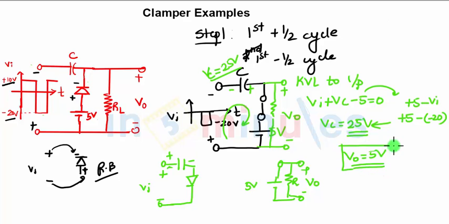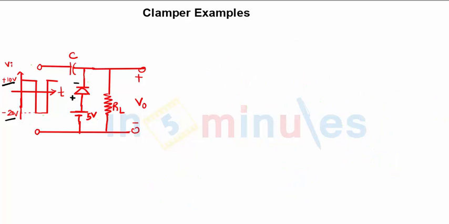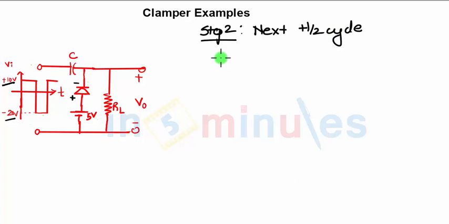That is when the diode is forward biased and your capacitor is charging to 25 volts in the first negative half cycle. Now moving to the next half cycle, that is the positive half cycle. Now step 2, that is the next positive half cycle. Now in this half cycle, what will be the polarity? How will the circuit look?